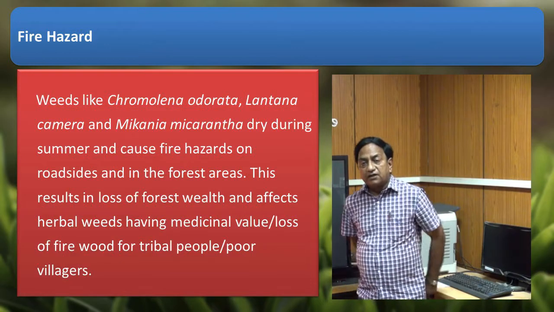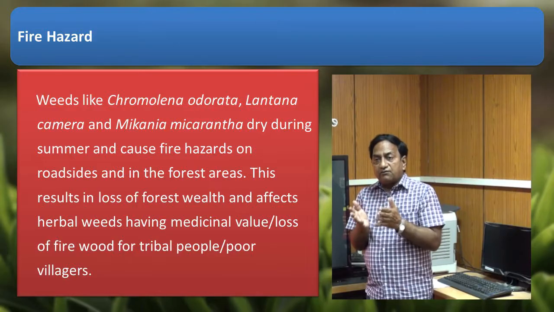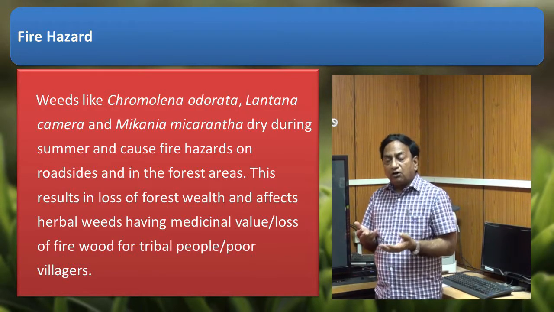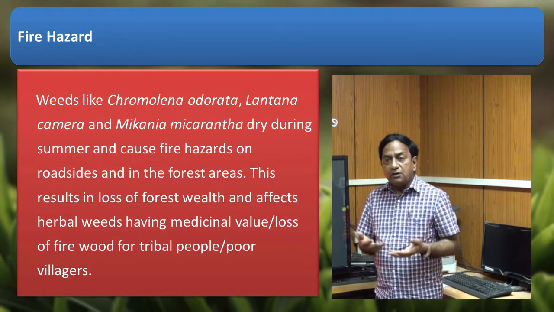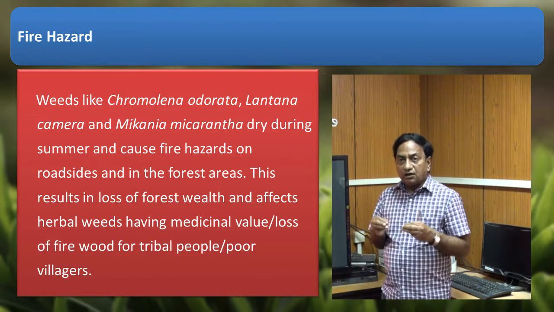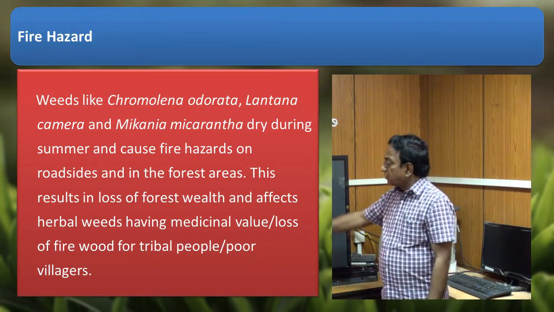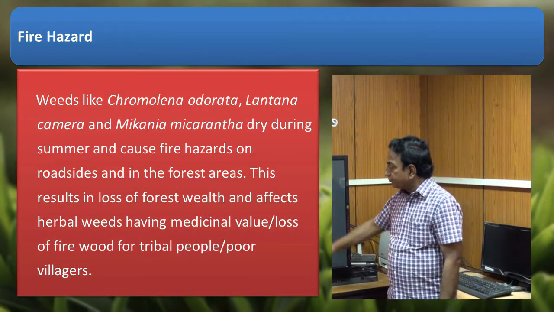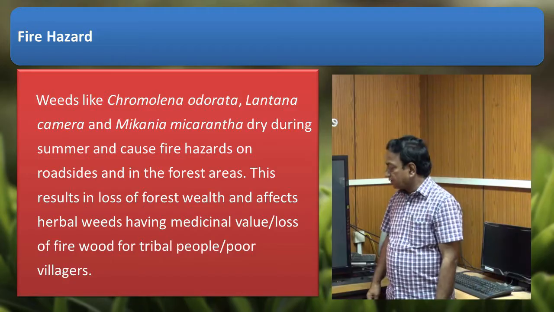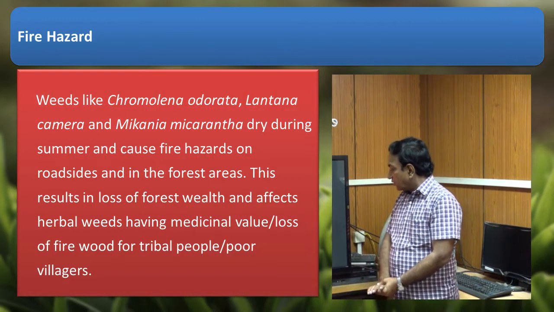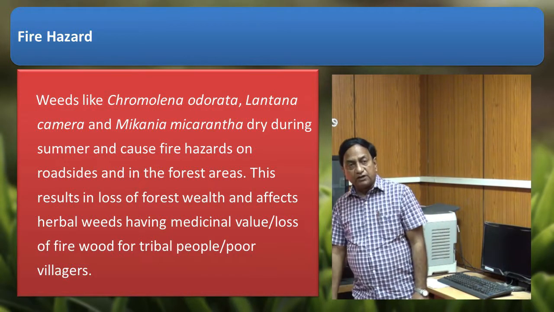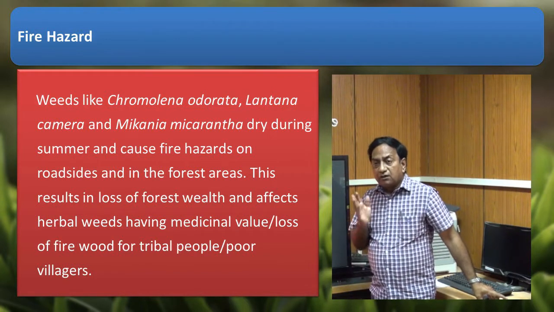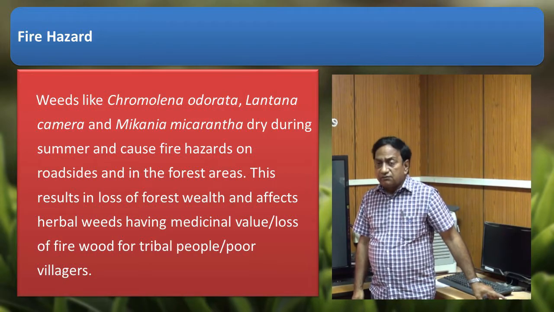Similarly, fire hazard. Most of the time we find that in summer season, in forest areas, a lot of weeds have the capacity to burn because of friction from the hot wind. So they cause fire, and this way a lot of already sown or planted forestry plants get damaged and are not found anymore. Similarly, weeds like Chromolaena odorata, Lantana camara, and Mikania micrantha dry during summer and cause fire hazards on roadsides and in forest areas. This results in loss of forest wealth, affects herbs having medicinal value, and causes loss of firewood for tribal people and poor villagers. Most tribal people collect wood from trees and plants for their firewood, and if weeds cause fire in the forest area, they will not get such wood.